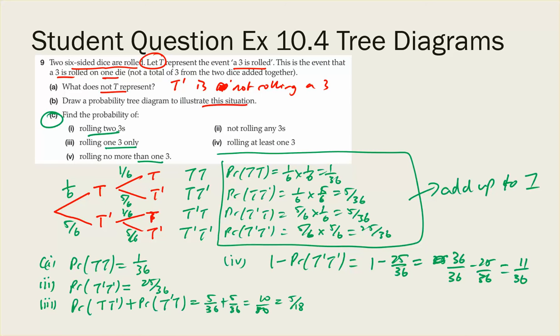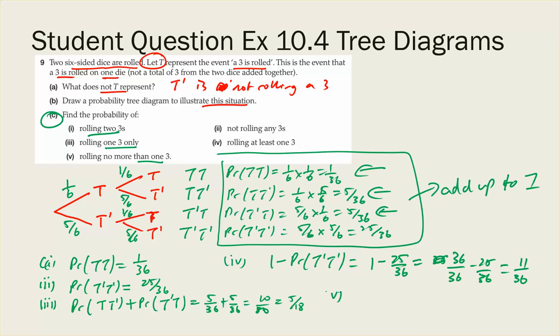Or, if you're confused about what I did, you can add these three probabilities together, because these three branches all have at least one 3 in them. This has one 3, this has one 3, and this has two 3s. So you can do it that way as well if you don't get the complement idea.